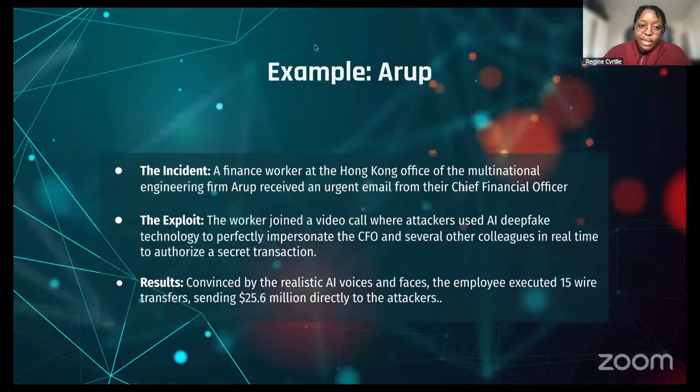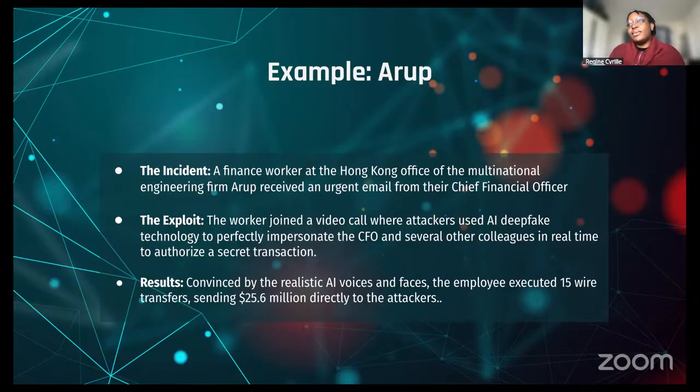This is a real example. A finance worker at the Hong Kong office of the multinational engineering firm Arup received an urgent email from the chief financial officer. So he joined the video call where the attackers used AI deepfake technology to perfectly impersonate the CFO and several other colleagues in real time to authorize a secret transaction. Imagine you're this employee. That should have been a really bad day for you, probably.